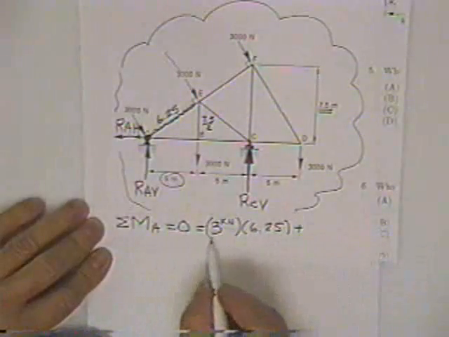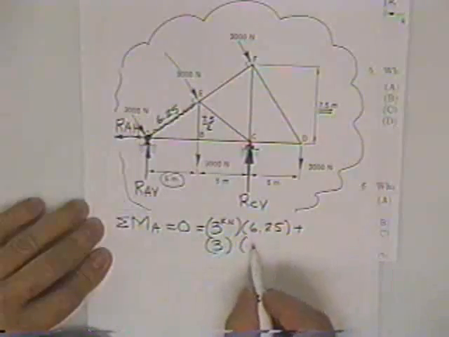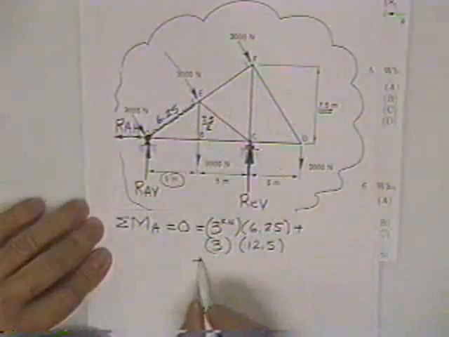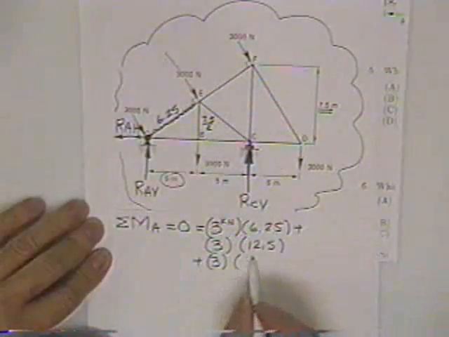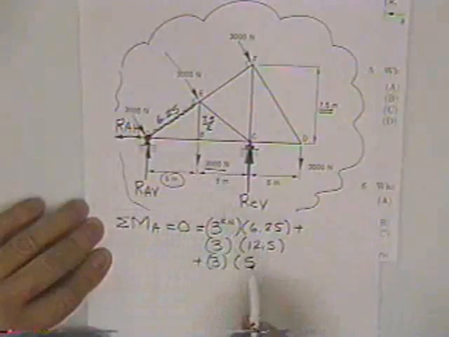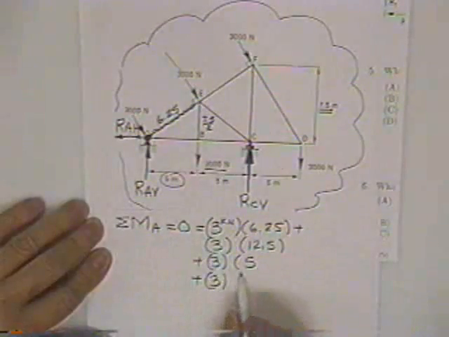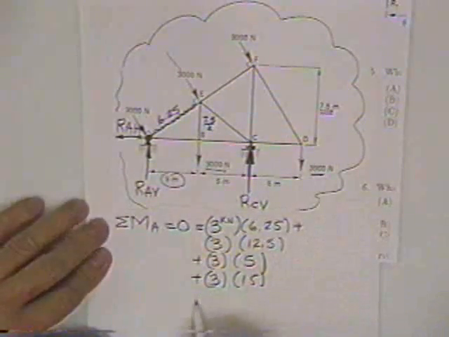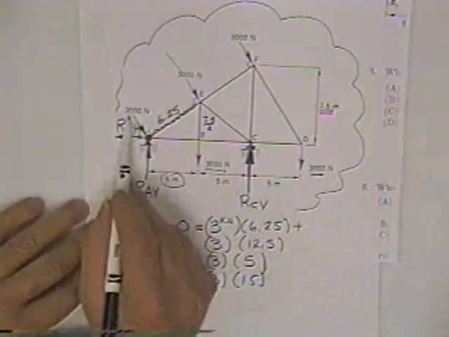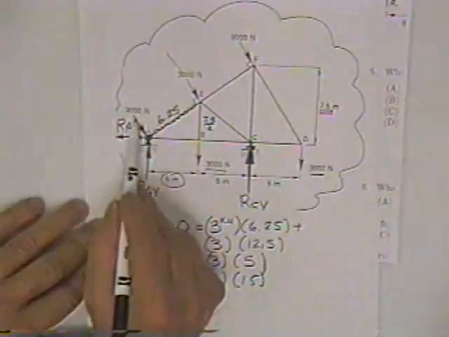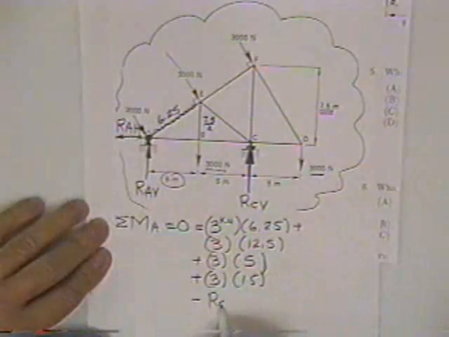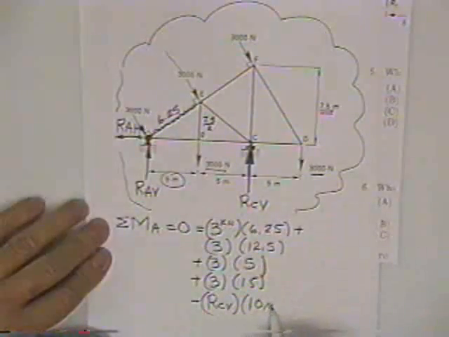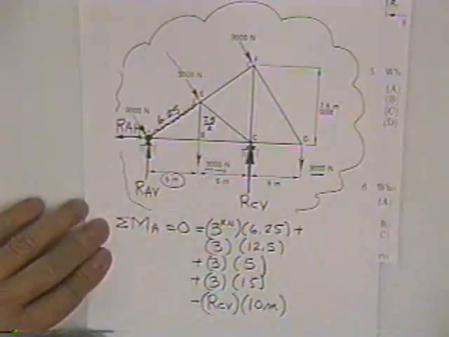To that you add 3 kilonewtons up there at the top times 12.5, since he's twice as far up, plus 3 kilonewtons times 5, that's this one here, plus 3 kilonewtons times 15, that's this one over here. Looks like all of them. There's this one here, of course, but he goes through point A, so we don't have to mess with him. Minus the reaction at C vertical, and multiply that times 10 meters, and solve for R sub CV, whatever it is.